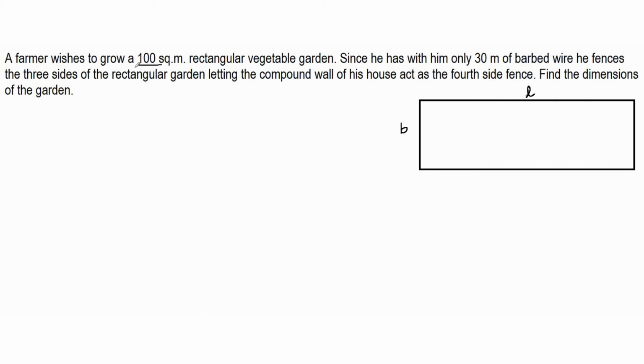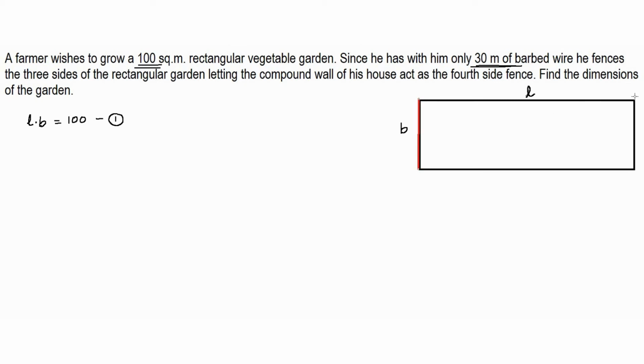It's given that the area is 100 square meters. That means L multiplied by B is equal to 100. This is the first equation that is given to me. Now let's see what else is given. Since he has with him only 30 meters of barbed wire, he fences the 3 sides of the rectangular garden, letting the compound wall of his house act as the 4th side fence. So what he's doing is, he is only fencing 3 sides with the 30-meter wire.